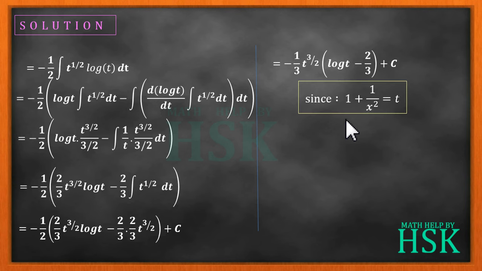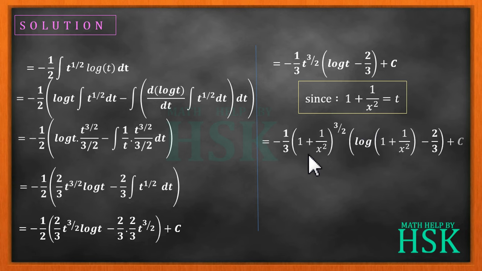Since we have substituted 1 plus 1 upon x square is equal to t, on replacing the value of t as 1 plus 1 upon x square, we would get the final answer, and this will be equal to minus 1 by 3 into (1 plus 1 upon x square) to the power of 3 by 2 into log of (1 plus 1 upon x square) minus 2 by 3, plus c. So this is my required answer.